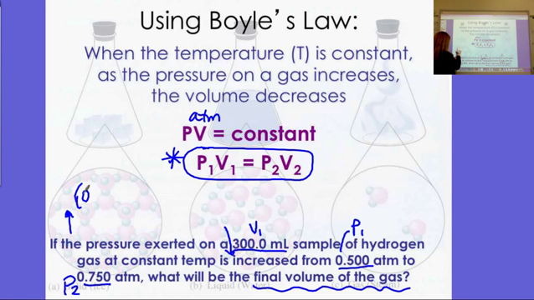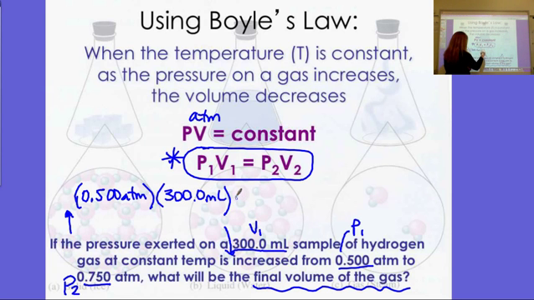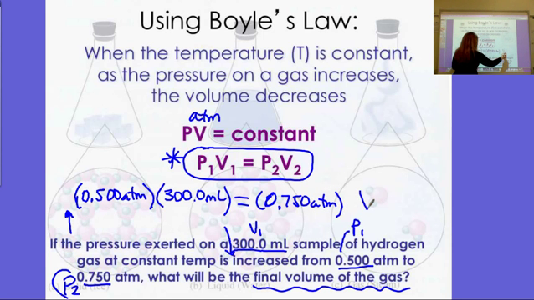So let's plug this in. P1, 0.5 atm times V1, 300 milliliters, is equal to P2, 0.75. Here's my P2. Times V2 is what I'm solving for.